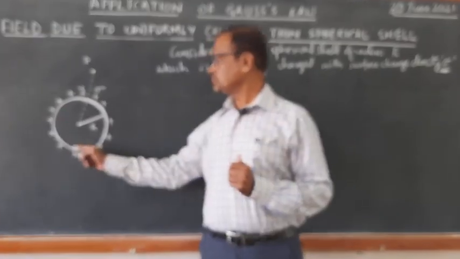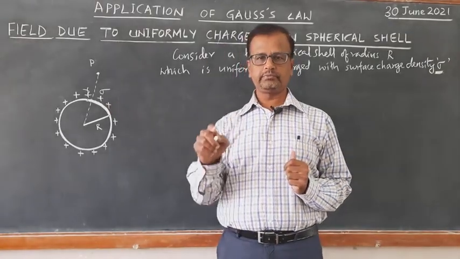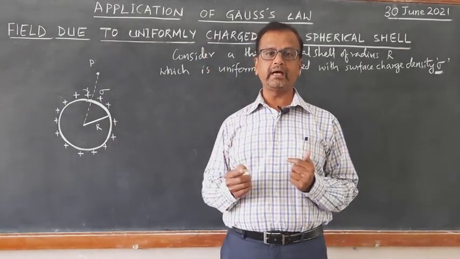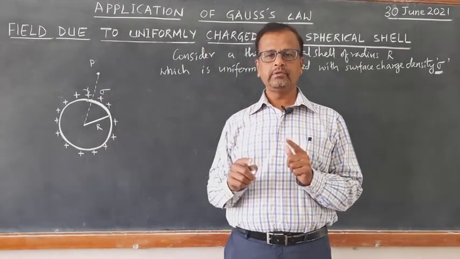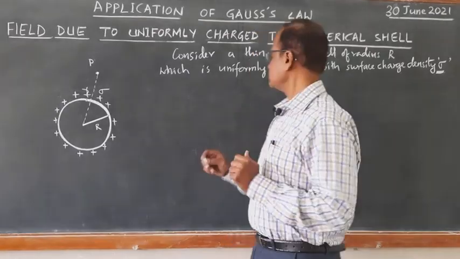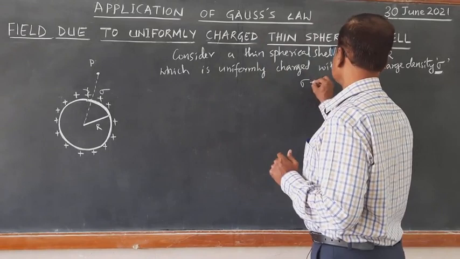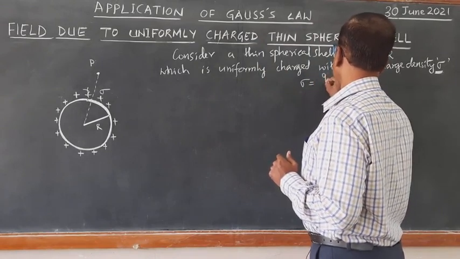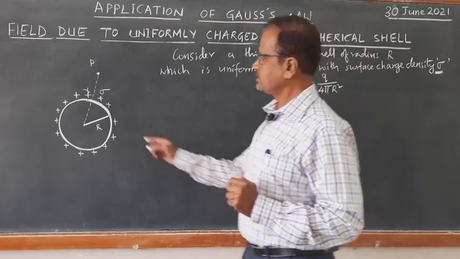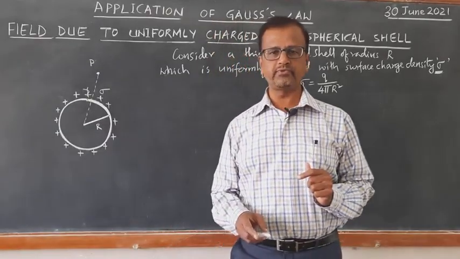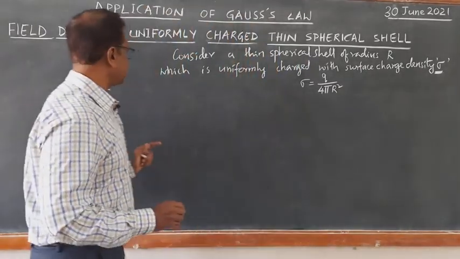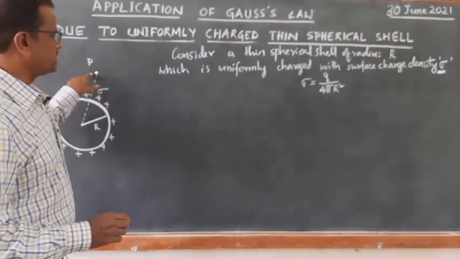Now, if we assume total charge on this surface is Q, then the surface area of this spherical shell is 4 pi r square. So, sigma is equal to Q upon 4 pi r square, because the surface area of the spherical shell is 4 pi r square, where r is the radius of this shell. But our task is to find electric field at a point outside the shell.